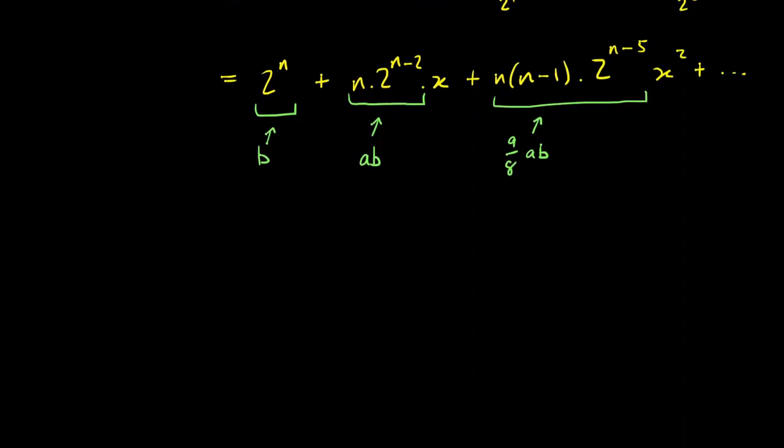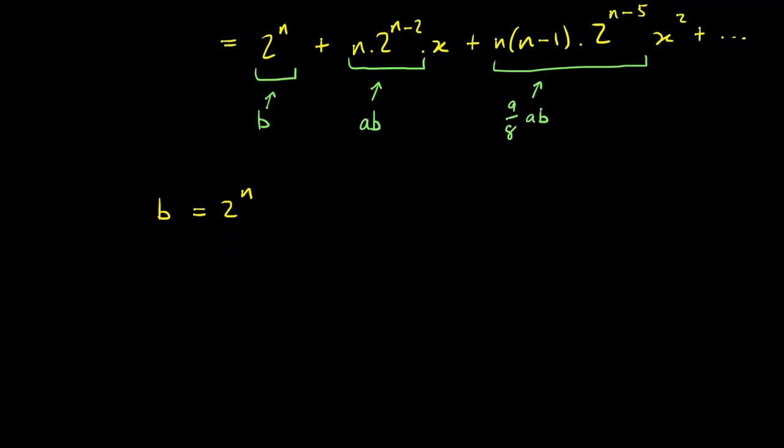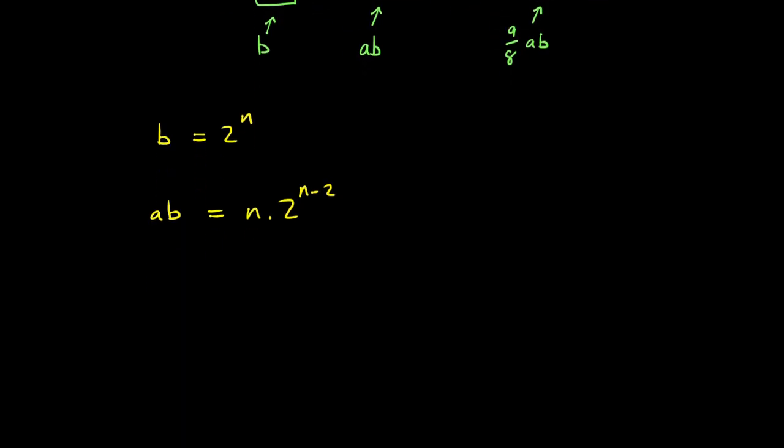Because we'll start with b is equal to 2 to the power n, and we can then say that ab is equal to n times by 2 to the power n minus 2. But hang on, we already know that b is equal to 2 to the power n, isn't it? So I can substitute into there. So call that whatever, equation 1, equation 2. I'm going to substitute equation 1 into equation 2. So I'm going to get a times by 2 to the power n is equal to n times by 2 to the power n minus 2.